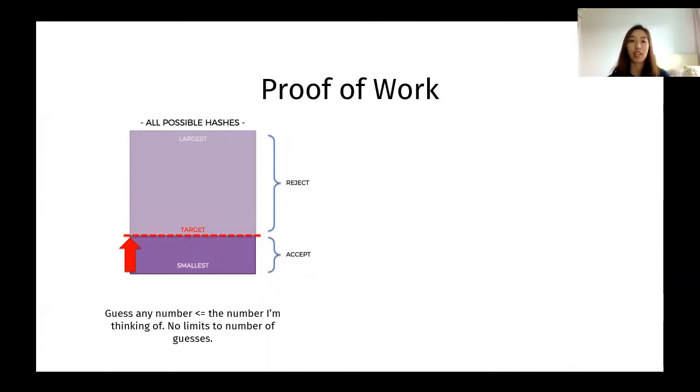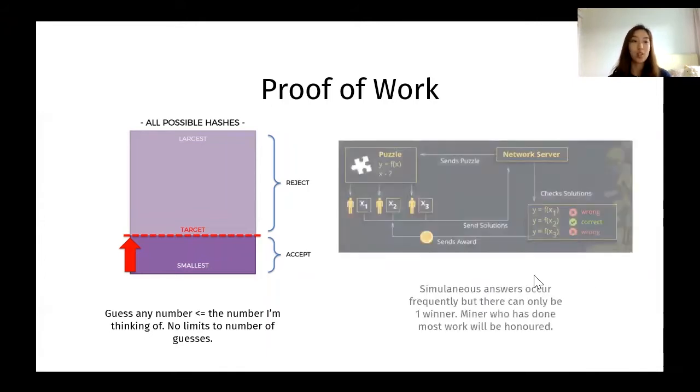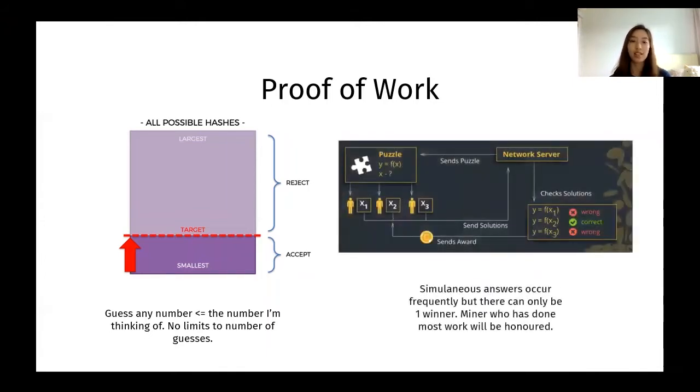So if both Ezra and Joshua guess the answer simultaneously, then the analogy breaks down. In Bitcoin terms, simultaneous answers occur frequently, but at the end of the day, there can only be one winner. So when multiple simultaneous answers are presented that are equal to or less than the target number, the Bitcoin network will decide by a simple majority, which is 51%, which miner to honor. Typically, it's the miner who has done the most work, or in other words, the one who has verified the most transactions. So the losing block will then become an orphan block. These orphan blocks will not be added to the blockchain.